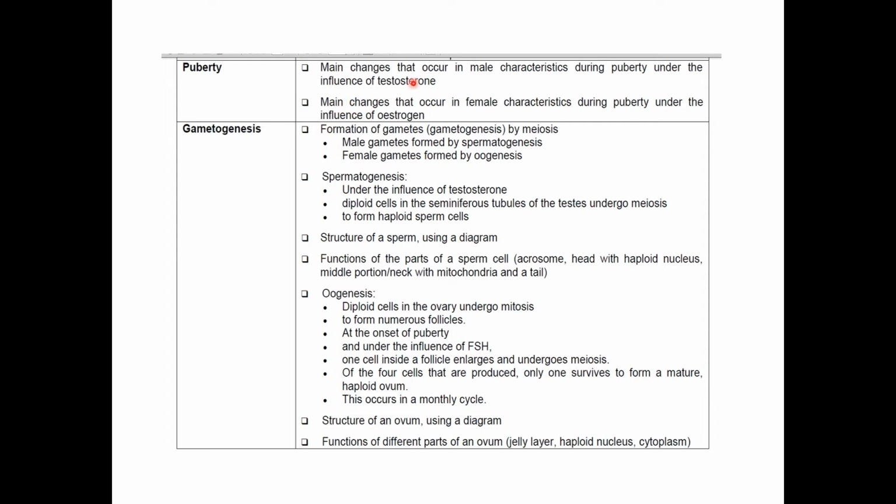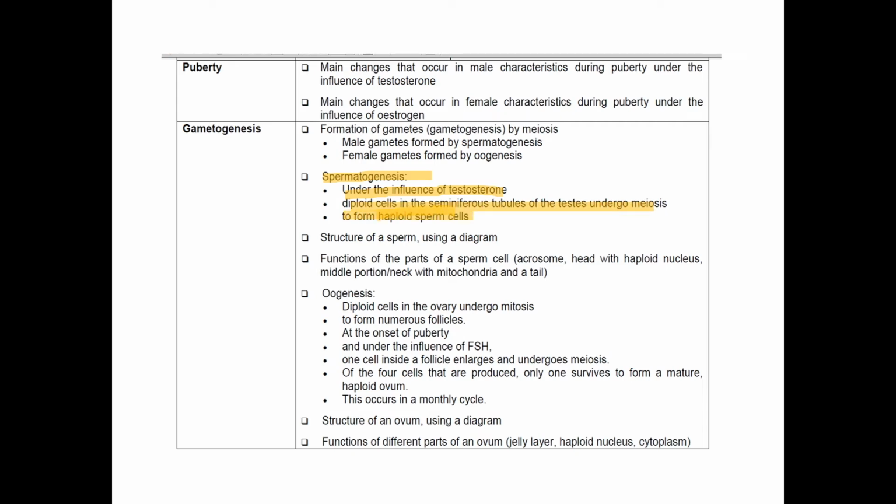Right, puberty. You must know the main changes that occur in male characteristics during puberty under the influence of testosterone. You must know the main changes that occur in female characteristics during puberty under the influence of estrogen. They tell you the formation of gametes is gametogenesis. When male gametes are formed, it's called spermatogenesis, and when female gametes are formed, it's called oogenesis. Look at the spelling.